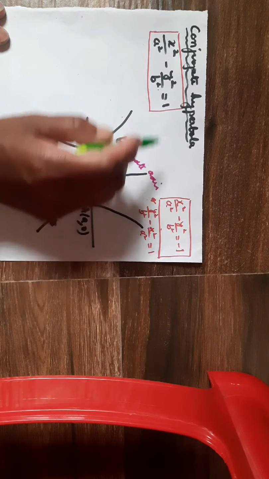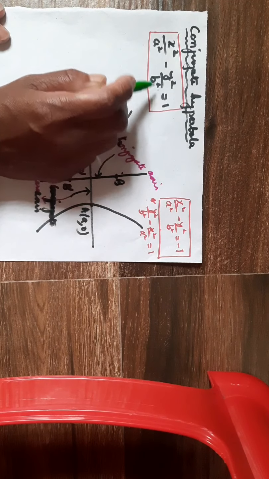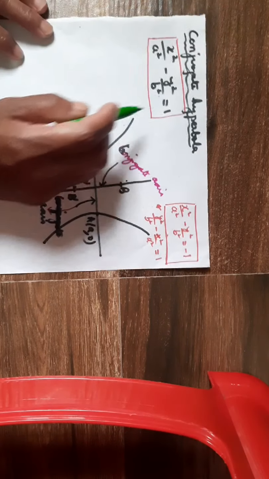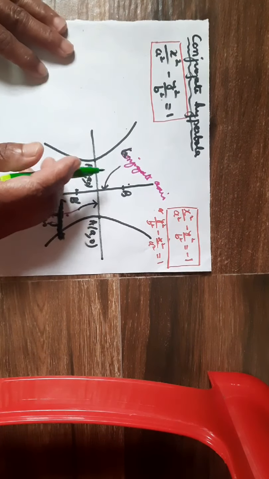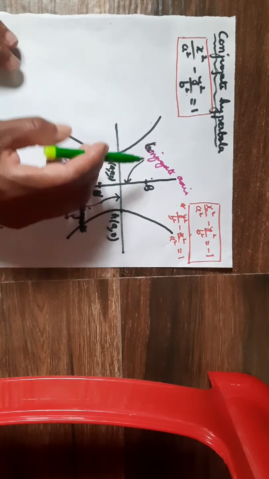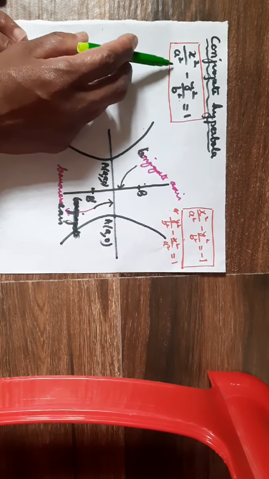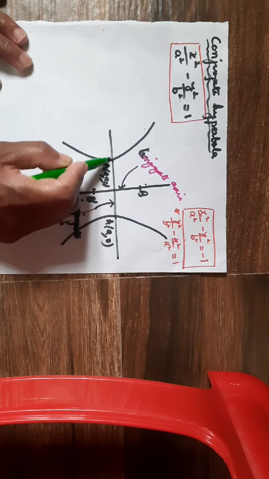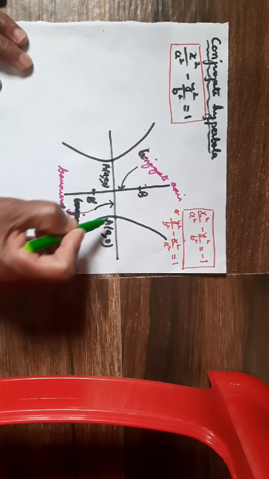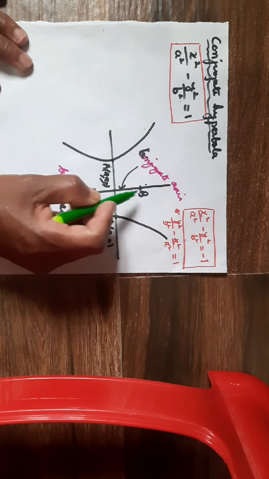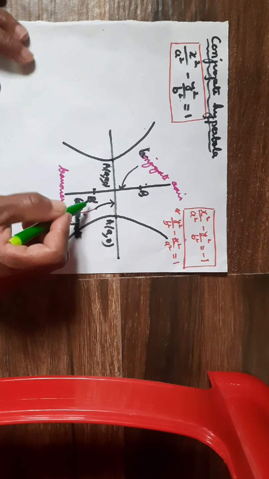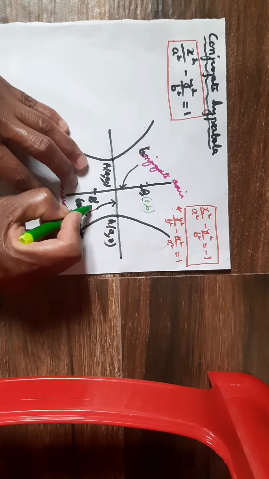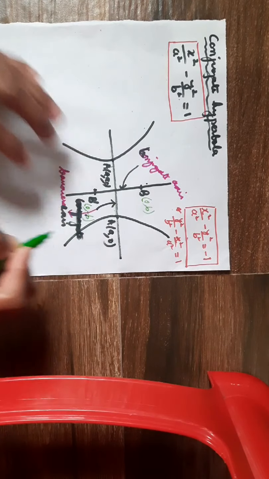That means this one is conjugate to this original hyperbola x square by a square minus y square by b square is equal to 1. Or it can be defined in this way. Now for a hyperbola x square by a square minus y square by b square, we know that A prime A is the transverse axis and B prime B is the conjugate axis, where the coordinate of B is 0, b and B prime is 0, minus b.